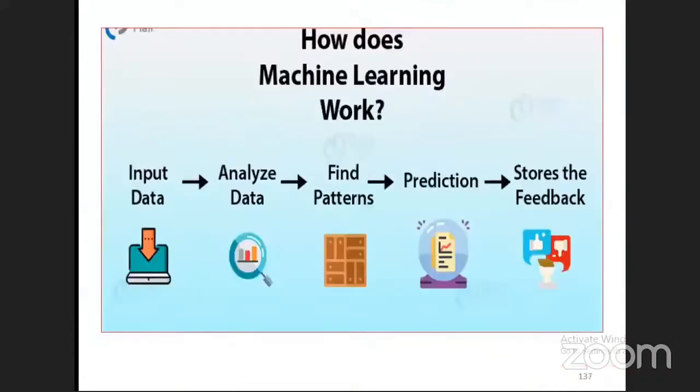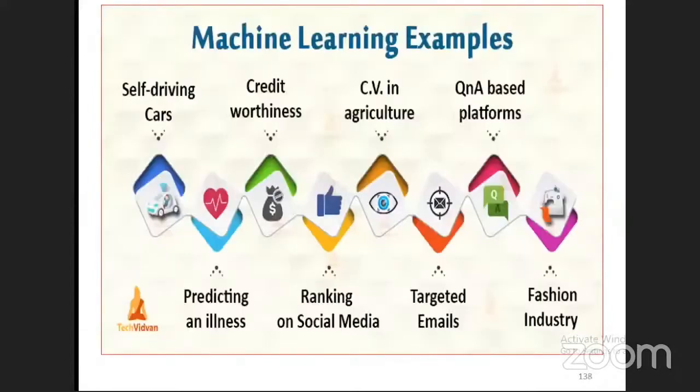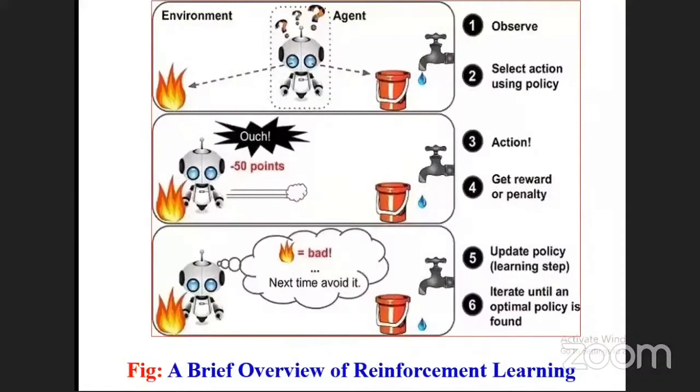Then how does machine learning work? We are giving input, three kinds of data, structured data, unstructured data, semi-structured data, to the system, analyze data, find patterns, predictions, store the feedback. Then machine learning examples: self-driving cars. These days we are using self-driving cars, especially Google started this R&D, research and development. And predicting an illness, credit worthiness, ranking on social media, computer vision, agriculture, targeted emails, quality assurance-based platforms, fashion industry, etc.